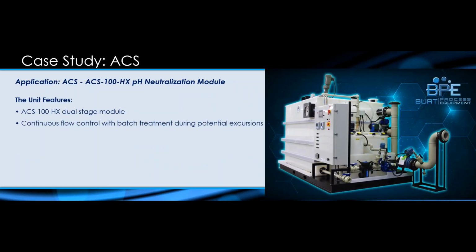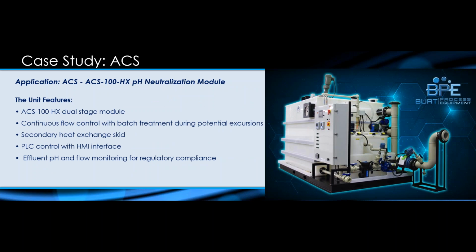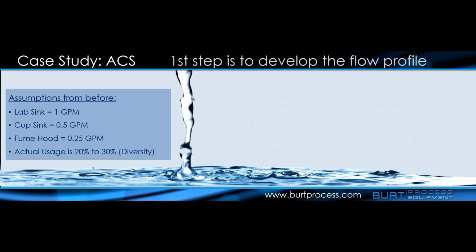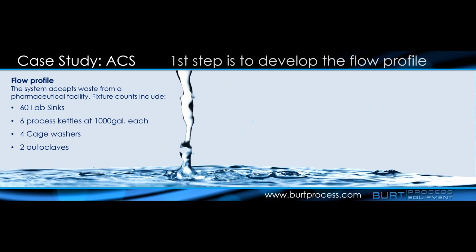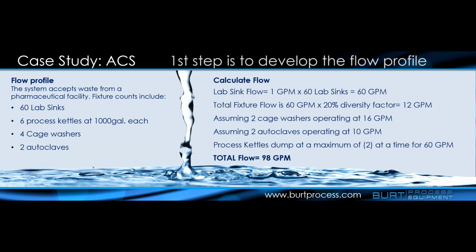So the ACS 100, as I mentioned, is with a heat exchanger, continuous flow, secondary heat exchanger skid, PLC control, effluent flow, pH, and temperature monitoring. And again, we still apply the same basic steps. You want to develop your flow profile for these systems like we've done previously today. 60 lab sinks, 6 process kettles. These work in a dump during a cleaning process, cage washers, and autoclaves.